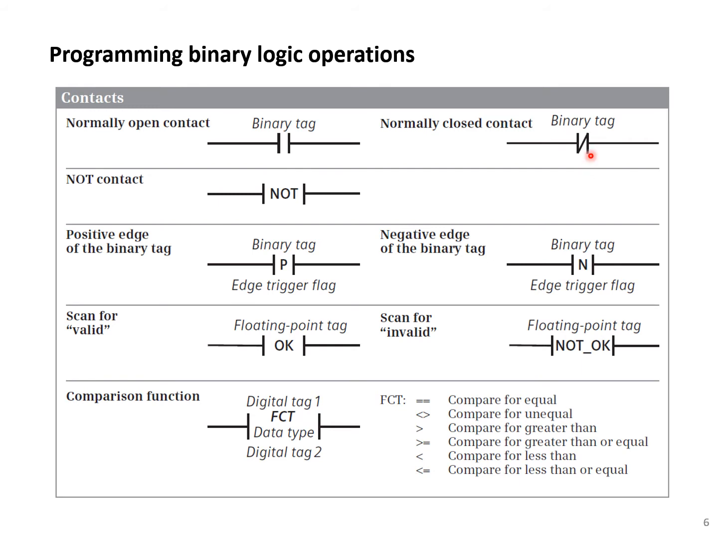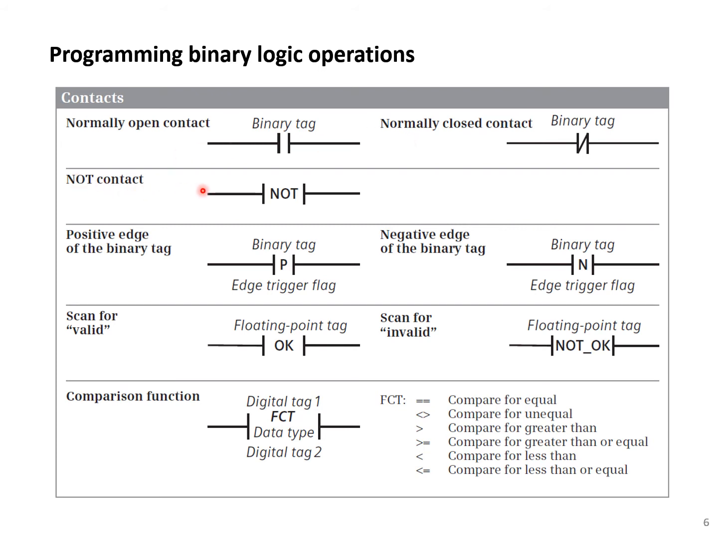So for example, let's say that this contact represents a push button. Once that push button is not pressed, so the push button is off, then this contact is true because it's negated. So this contact is normally closed because it's true unless you press that switch. It's the opposite of a normally open contact, or simply from the logical point of view, a negated contact.